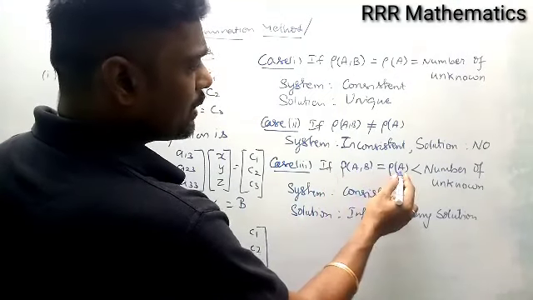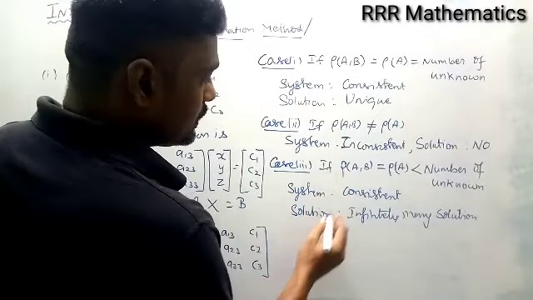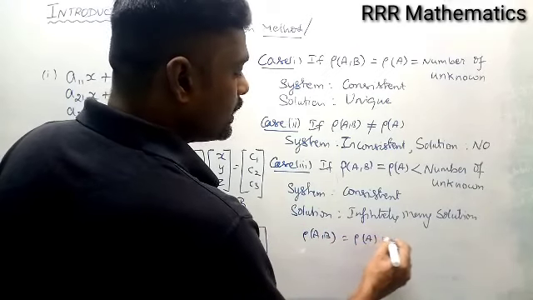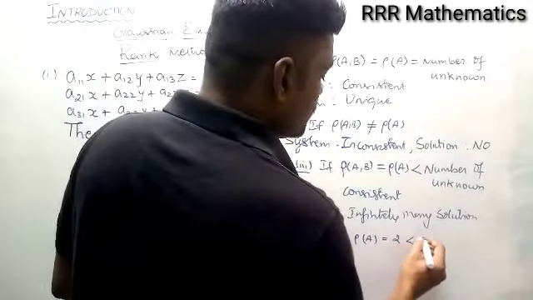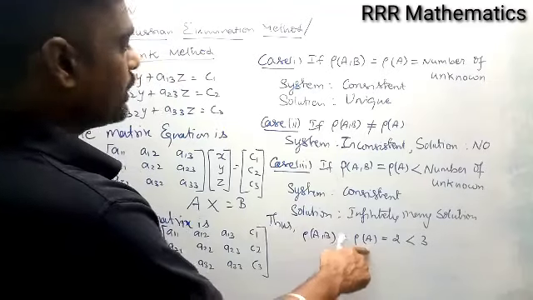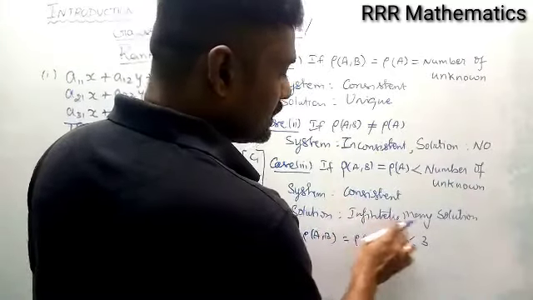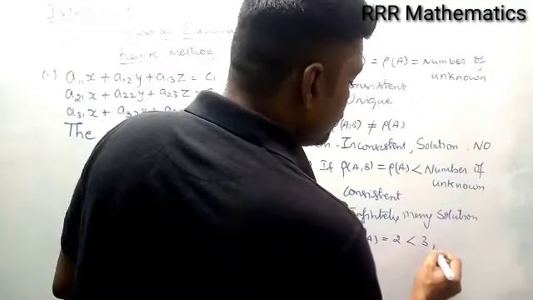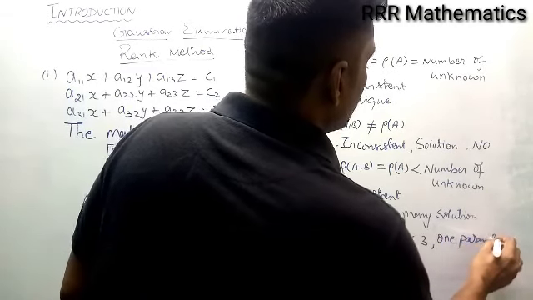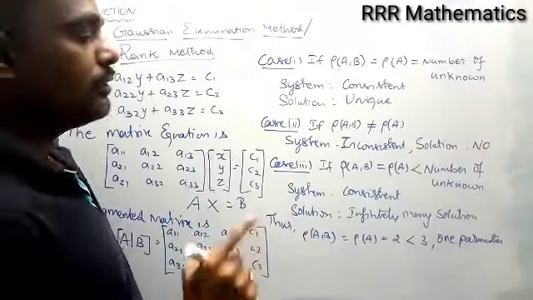Rank of (A, B) and rank of A being 3, equal to the number of unknowns, is case 1. Otherwise, rank of (A, B) and rank of A are equal, equal to 2 but less than 3. It may be equal to 2 but less than 3. System consistent. It has infinitely many solutions by introducing one parameter. What is meant by one parameter? We are going to introduce any one of the variables x, y, z as a dummy variable which belongs to R.